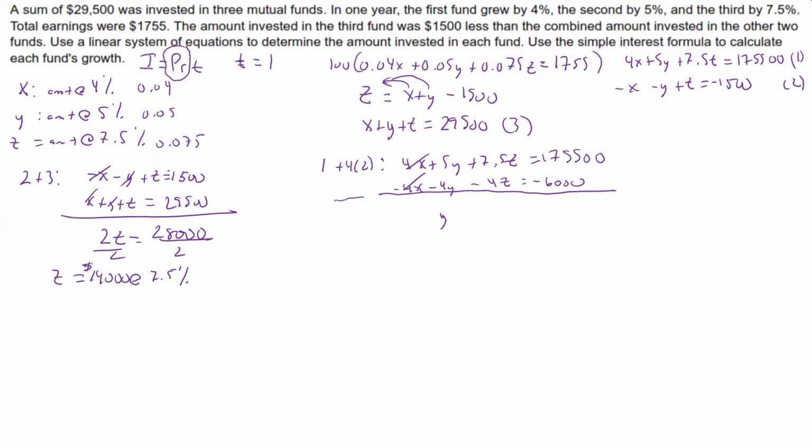Wait a minute here, 7.5. Okay, yeah, so I did that. I'm just checking to make sure I'm getting things right. If I subtract over, that's going to be plus 3.5z equals, and I'll do that one on my calculator so I don't mess up: 175,500 minus 6,000 is 169,500.